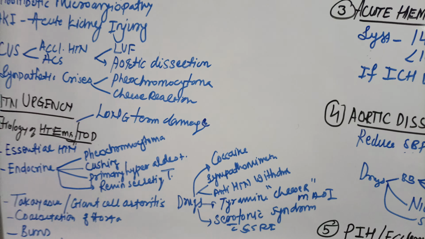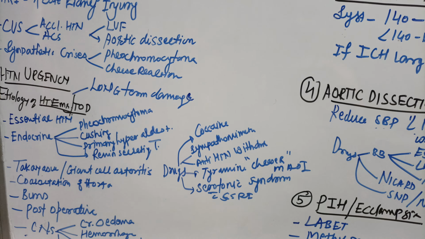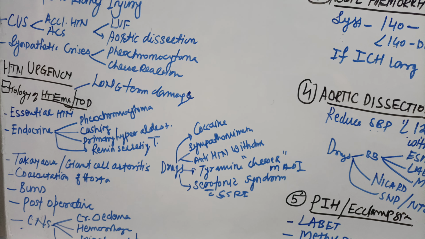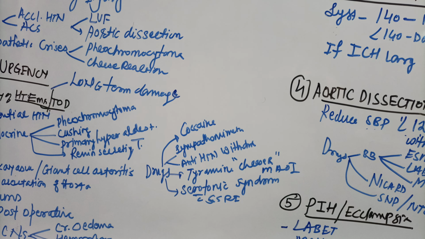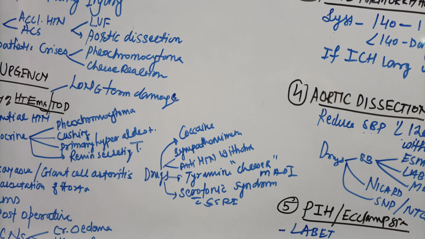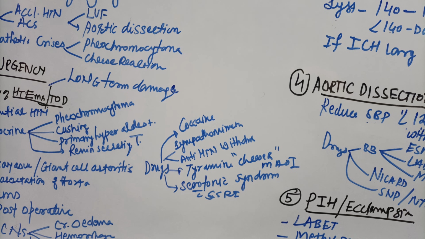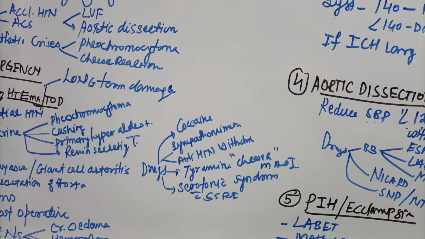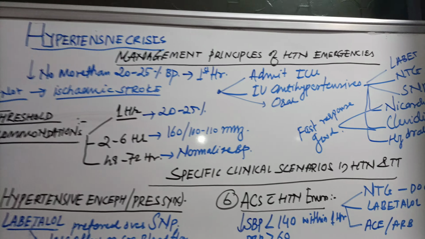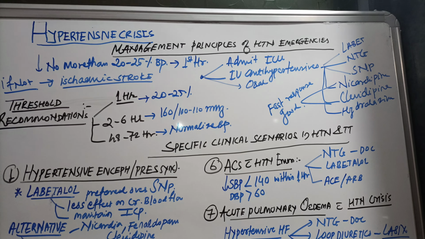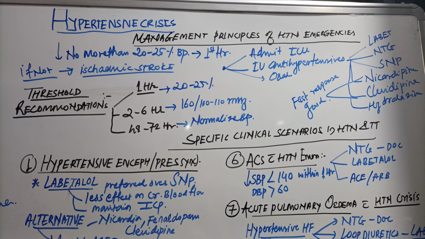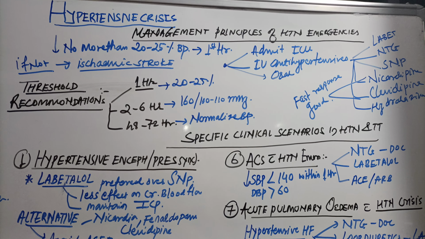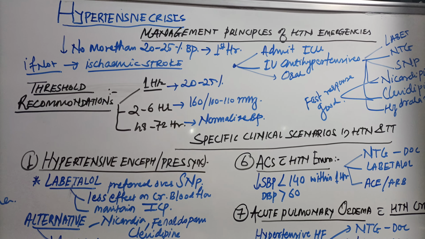Drugs causing hypertensive emergency include cocaine, amphetamines, sympathomimetics, or antihypertensive withdrawal, that is clonidine withdrawal, tyramine or cheese reaction with monoamine oxidase inhibitors, serotonin syndrome with selective serotonin reuptake inhibitors. Okay, so management principles of hypertensive emergencies include that we should not decrease blood pressure by more than 20 to 25% within the first hour.